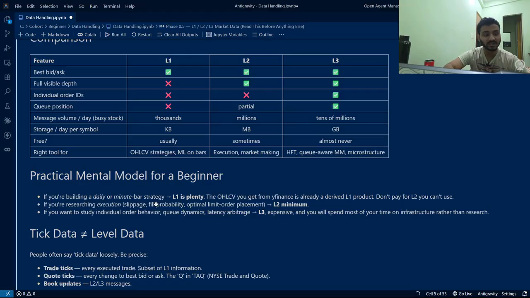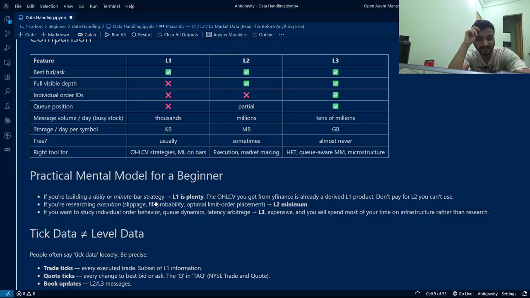Stop listening to influencers preaching L2 and L3 data, that order book data. That's not for you guys right now. Don't pay for L2 that you can't use if you are researching execution. L2 is the minimum, but again, it still depends if you're going into tick data and tick modeling. That's when it's required. If you want to study individual order behavior, use agent-based modeling.